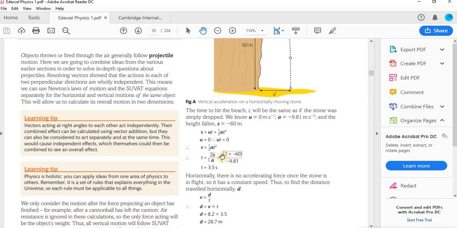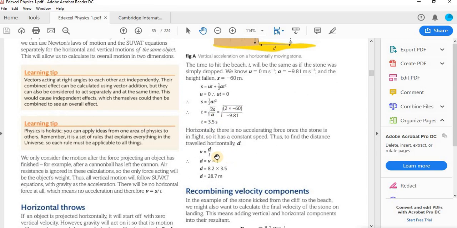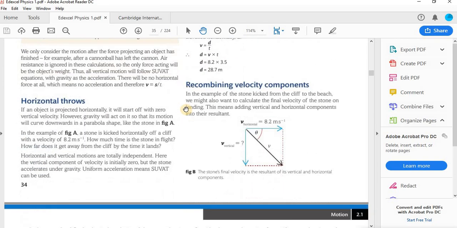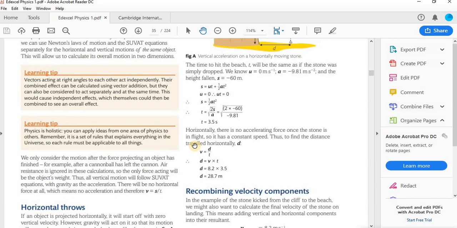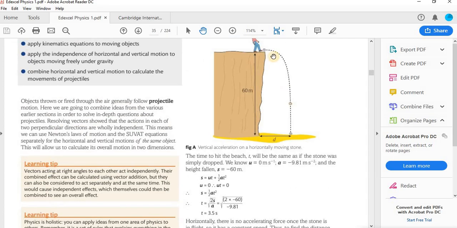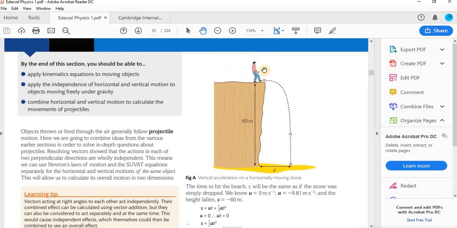When you substitute this and simplify, you get 3.5 seconds. This is the answer for the first part, the time of flight. Then, how far does it get away from the cliff by the time it lands? So we have to find this. The time it takes for the vertical motion is the same time that it takes for the horizontal motion. There is no separate horizontal and vertical motion; we resolve horizontally and vertically and then do it.